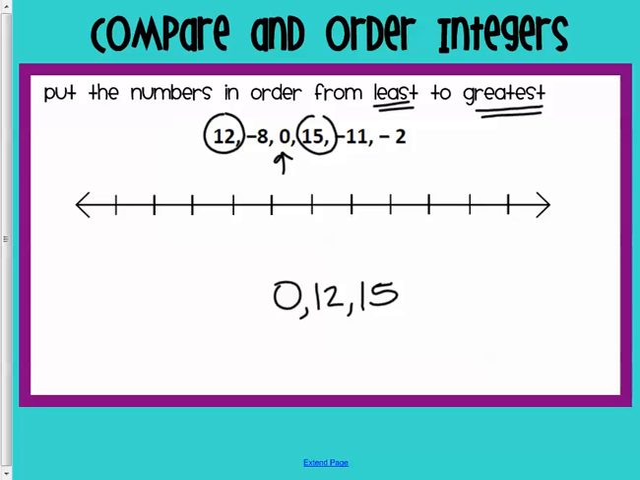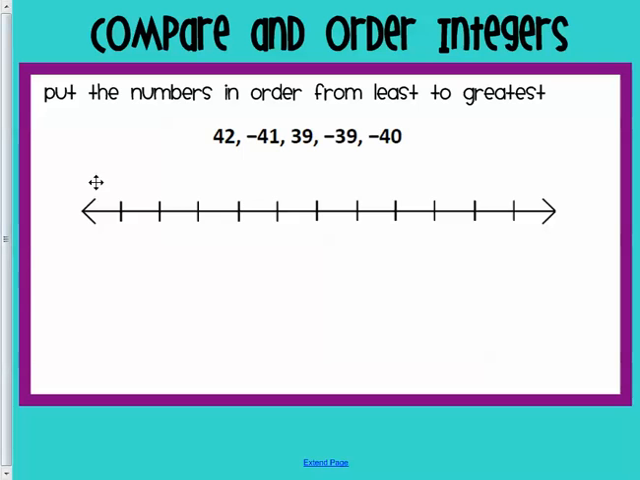Okay, so now I'm going to look at my negatives. I've got -8, -11, and -2. Who is closer to 0? I'm going to start with -2 because it goes 0, -1, then -2, then -8, and finally -11.